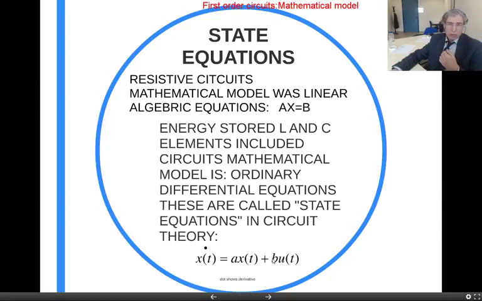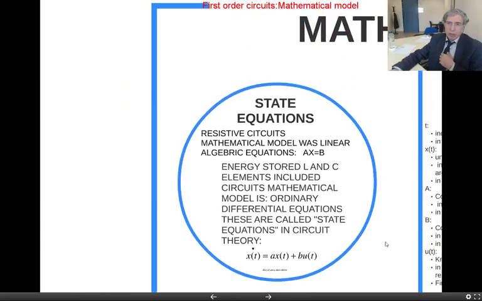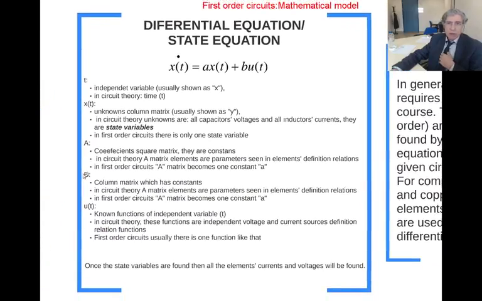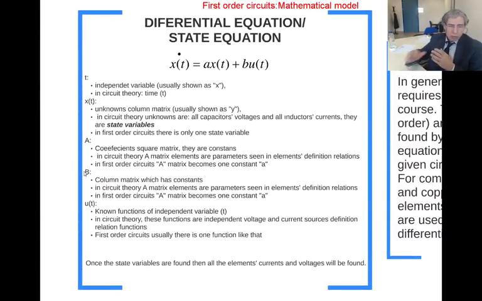A and B are the coefficients. Let's go into a bit more detail on this differential equation and the meaning of all the elements within it. T, the independent variable, I already explained. In mathematics, normally instead of T we use X as the unknown. Here, this is T.